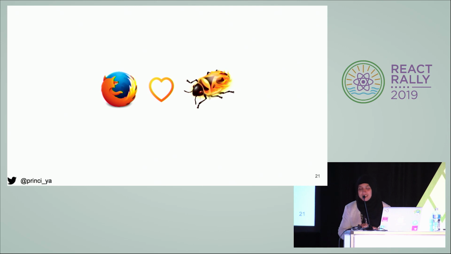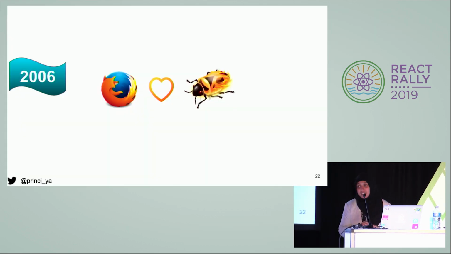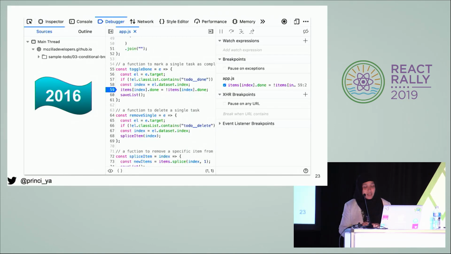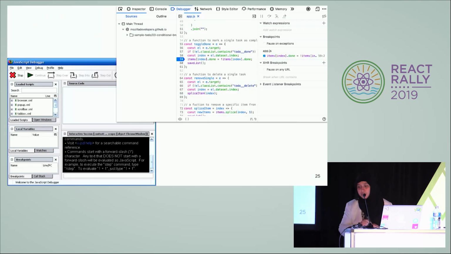Then came Firebug, and the story of Firefox and Firebug are synonymous with the rise of the web. This was in 2006 when Firebug came out, and it started with a single tab console with Ajax logging. And in 2016, Firebug was unified with what you see now, the modern DevTools debugger project, and the debugger was rewritten from scratch using React and Redux. So from 2000 to 2016, this is how the debugger has evolved over time.